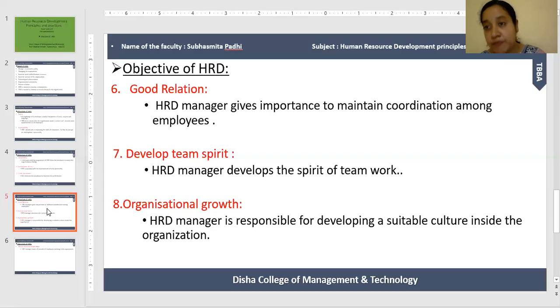and the quality of the working environment is also improved. If the quality of the work environment is improved, then only the human resource is motivated to work in such an environment, and interested to put in a high level of effort. So organizational growth and organizational development is also a main intention of human resource development.